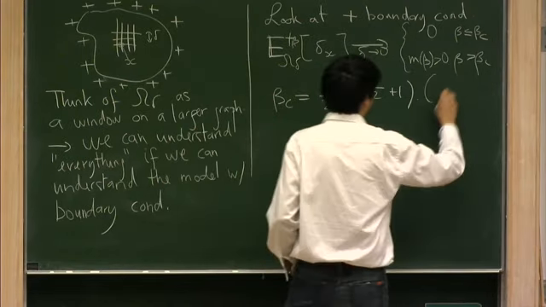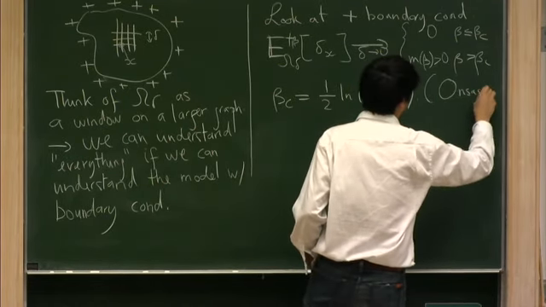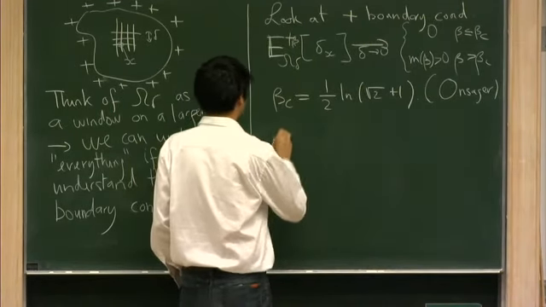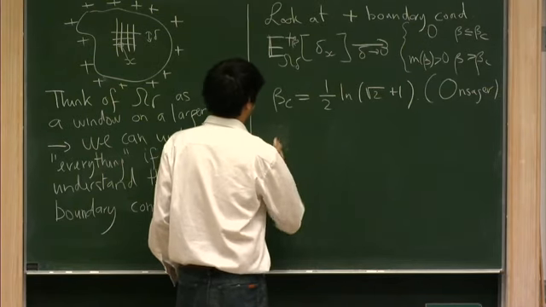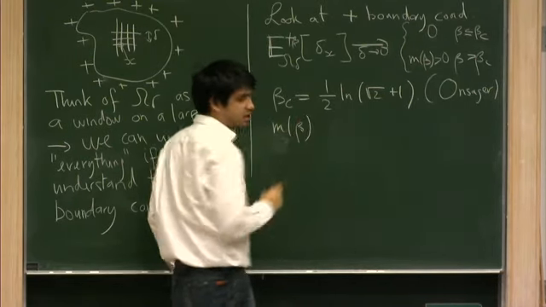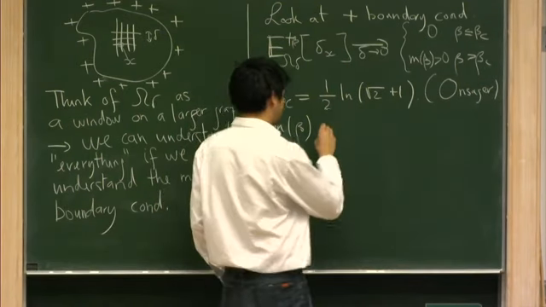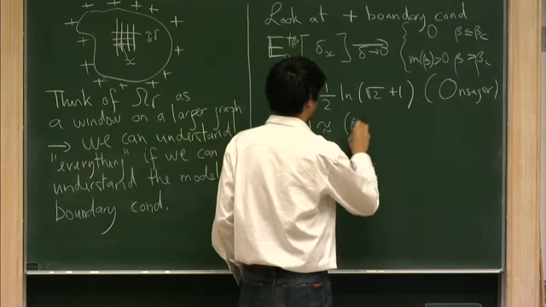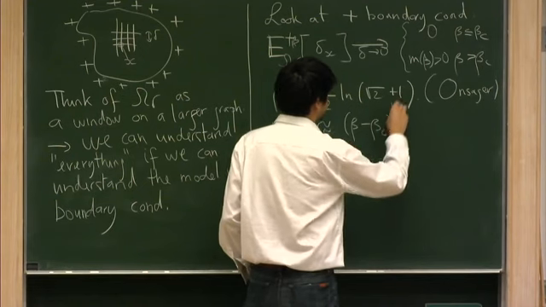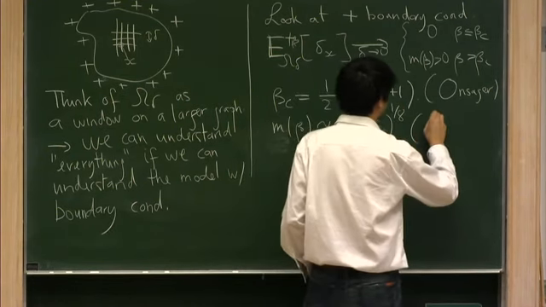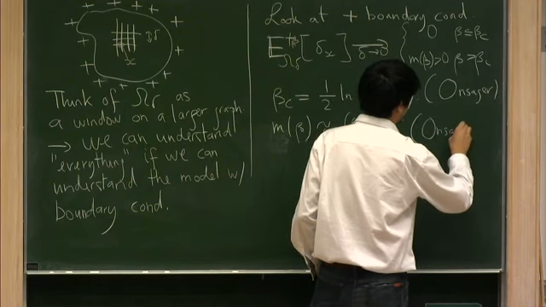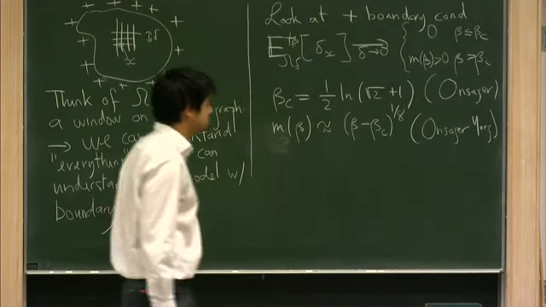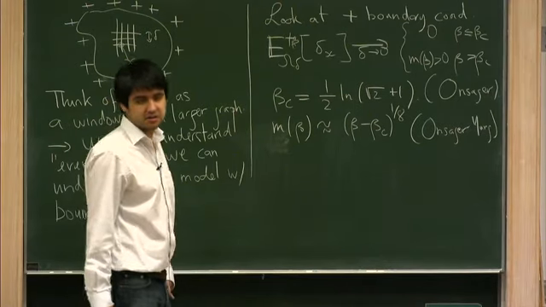So that's the result of the 50th. M of beta can be computed exactly, but I don't remember the formula, I just remember the asymptotics. It's beta minus beta critical to the power 1/8. So that's already quite interesting.